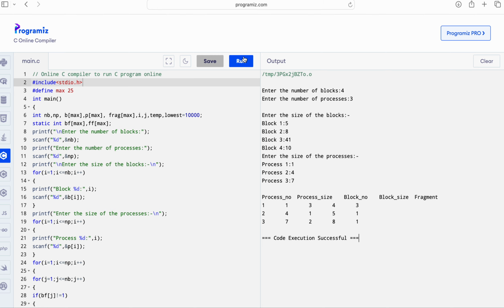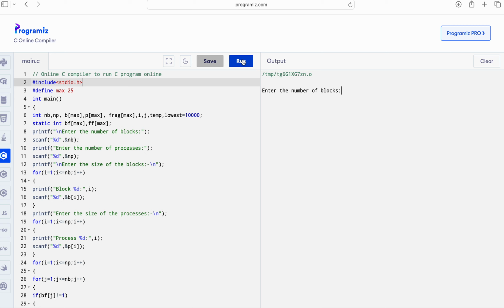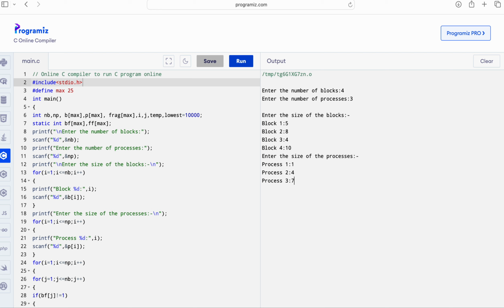Let us run the program one more time. Enter the number of blocks: 4 blocks. Enter the number of processes: 3 processes. Next, block 1 size 5, block 2 size 8, block 3 size 4, block 4 size 10. Next, process 1 size 1, next 4, next 7. So if you see here, this is the output.